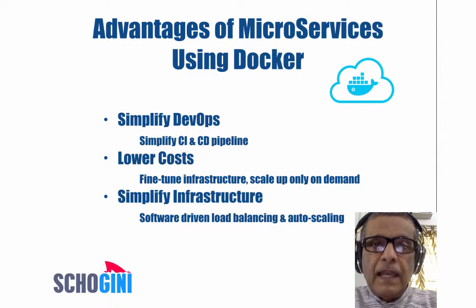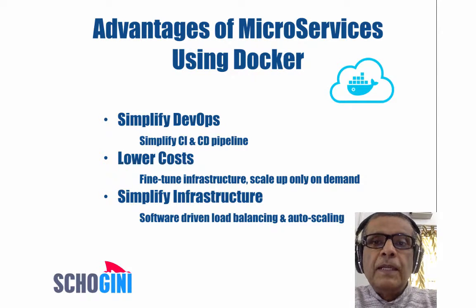Now let's look at the advantages of using microservices, that too using Docker. It immensely simplifies DevOps. For example, if you are using Jenkins for your CI/CD pipeline, Jenkins can execute your application pulled from the Git repo within a container and destroy the container. So in a fraction of a second or within a few seconds, a container can come up, your application can be launched within the container, and it can be taken away.